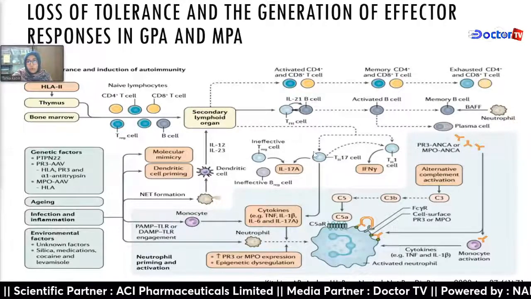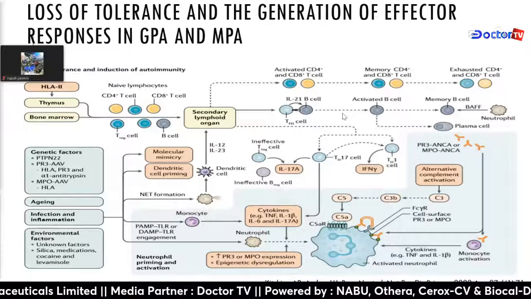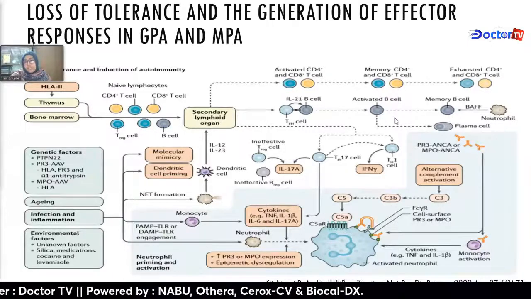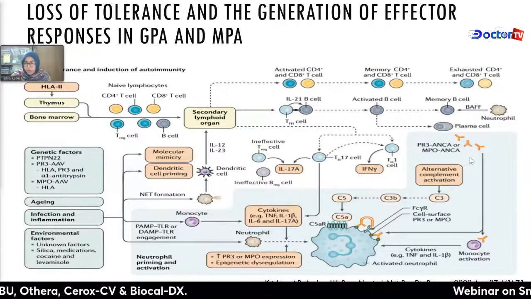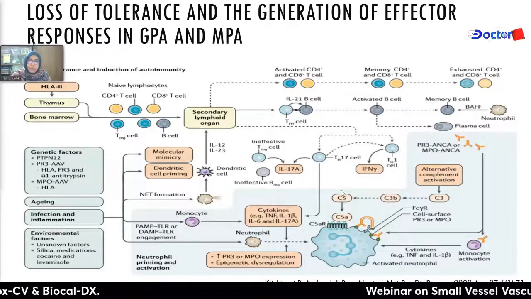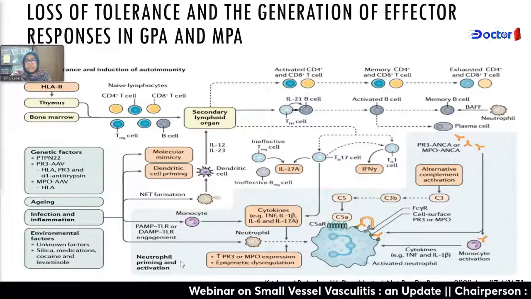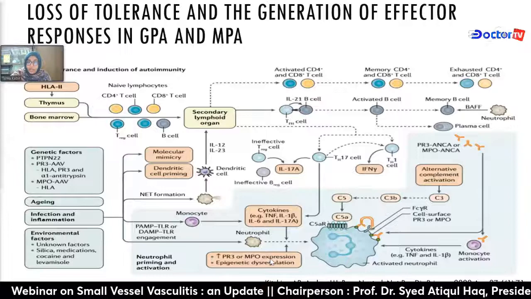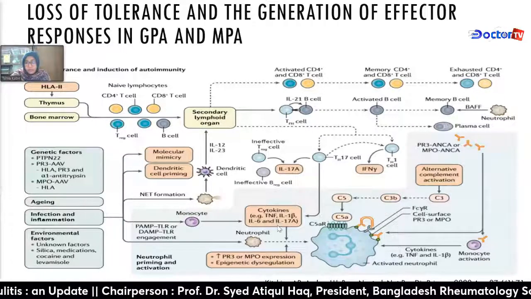which leads to differentiation of the T helper cell into follicular T helper cell, which helps differentiation of B cell into activated B cell, which differentiates further into plasma cell, which produces the PR3 ANCA or MPO ANCA. And the PAMP TLR, DAMP TLR, and pro-inflammatory cytokines, increased expression of PR3 or MPO all play a role in activation of neutrophil and neutrophil priming.